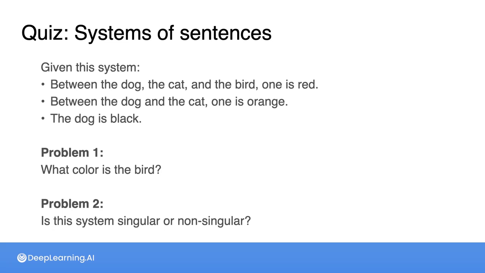Now, systems can be a bit more complicated than the ones we previously saw. Consider the system of sentences. Sentence 1 says between the dog, the cat, and the bird, one of them is red. Sentence 2 says between the dog and the cat, one of them is orange. And sentence 3 says the dog is black. So problem 1 in this quiz says, can you figure out what color is the bird? And problem 2 says, is this system singular or non-singular?